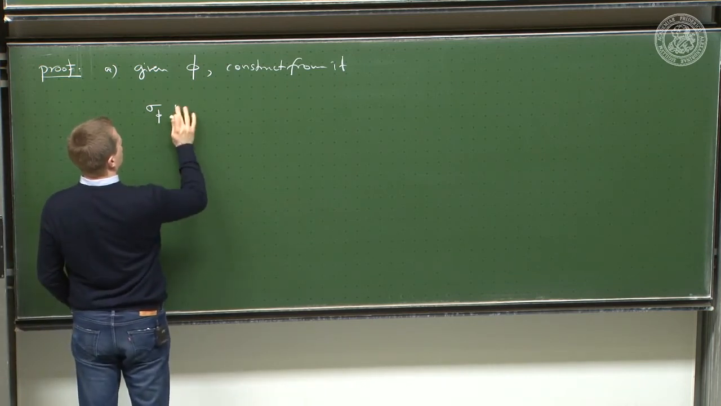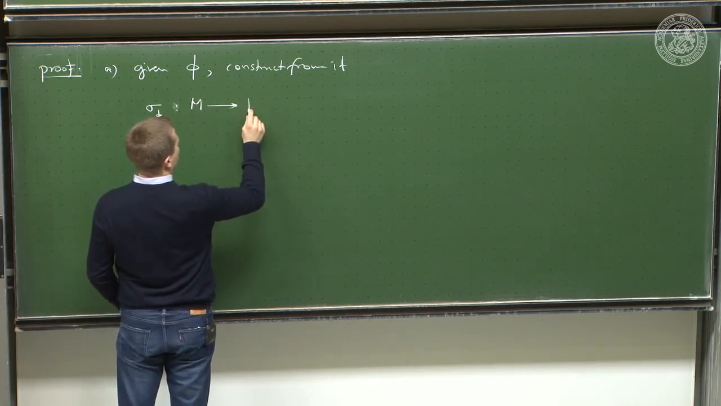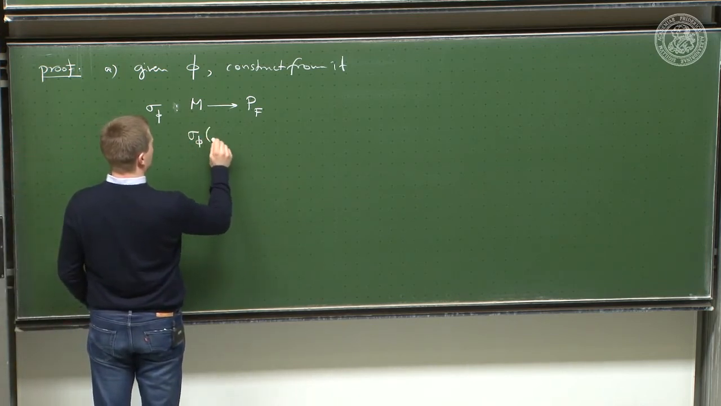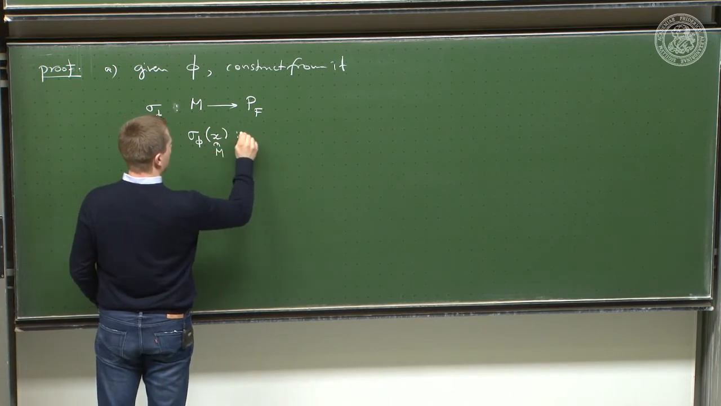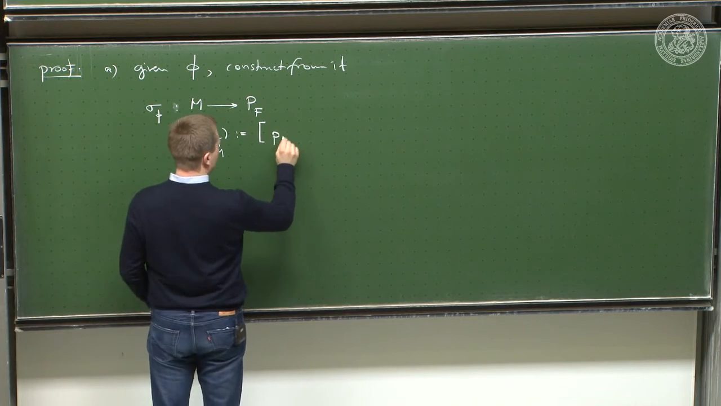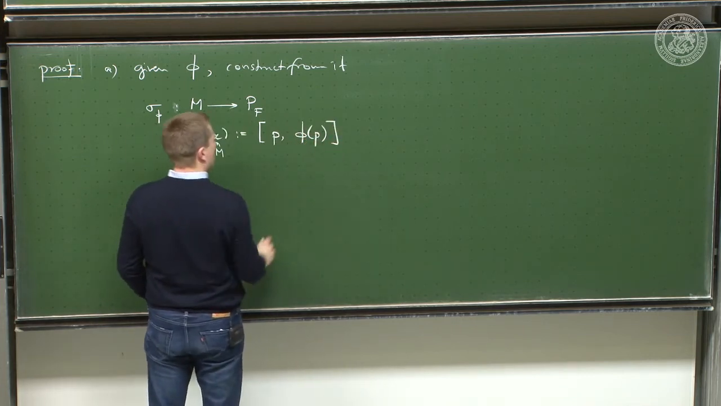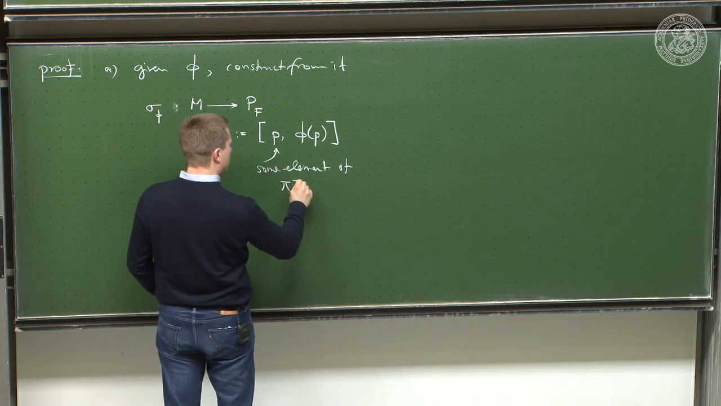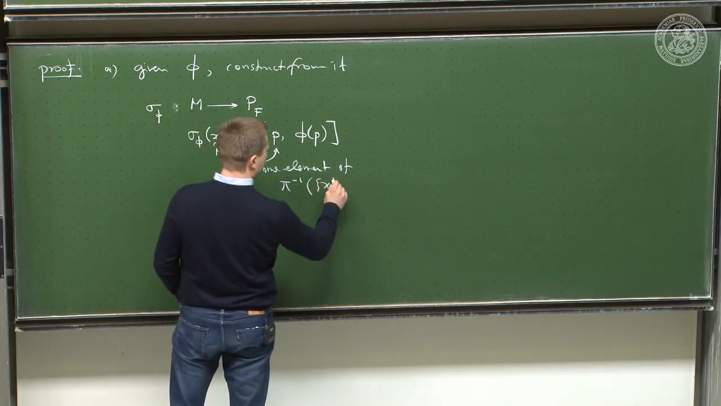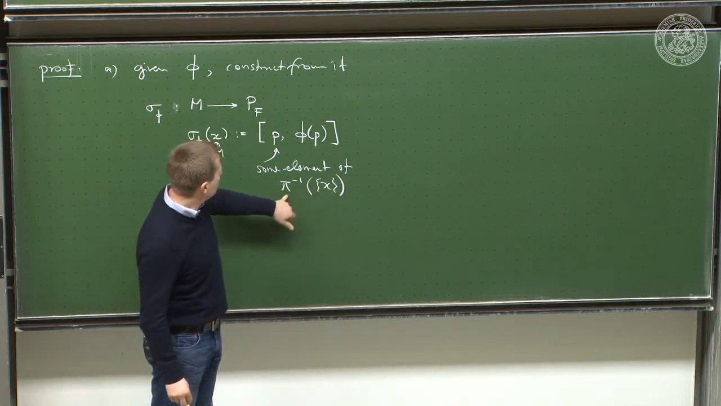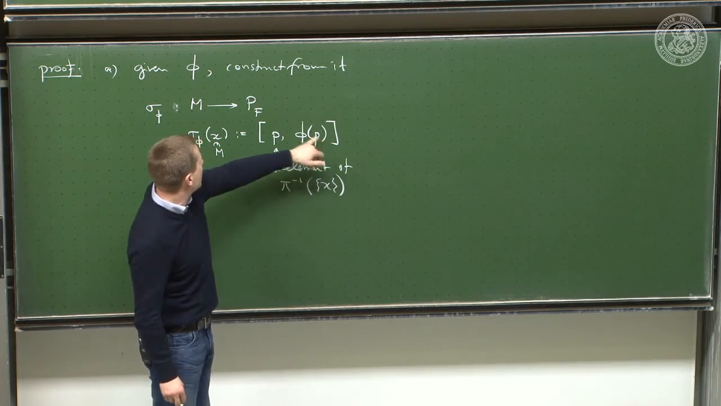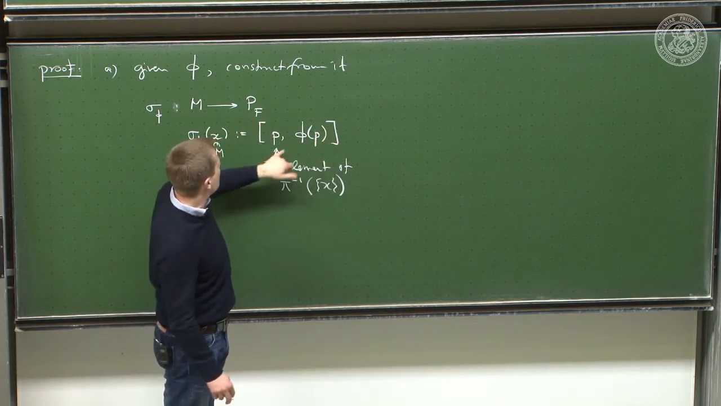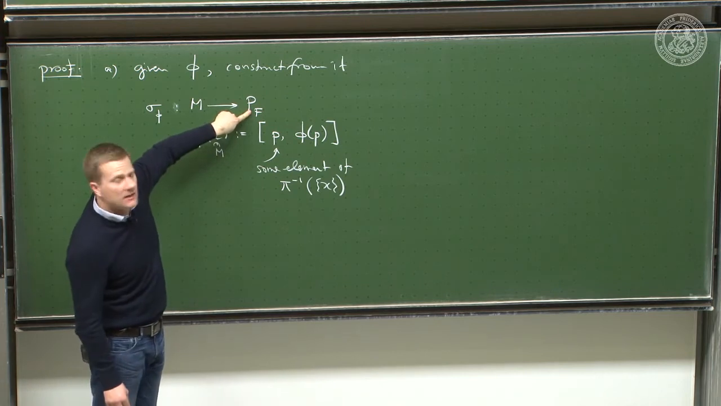So it's supposed to be a section from M to P_F, the associated bundle, and we define sigma_phi of x, where x is a point in M, as [p, phi(p)], where this p is some element of the fiber over the point x. It's the fiber in the principal bundle because we want to feed this p into phi, which goes from P to F, so we can feed it in there. And this is the equivalence class that defines the elements of the associated bundle.